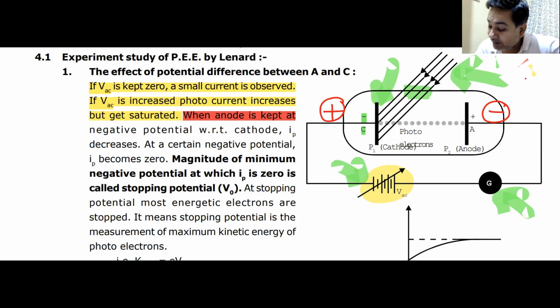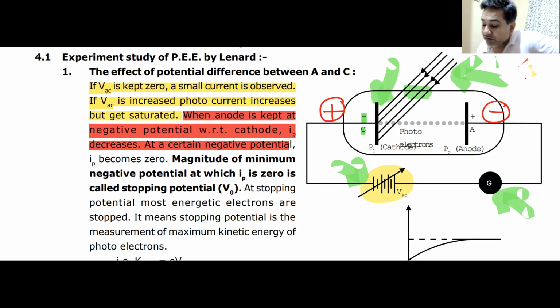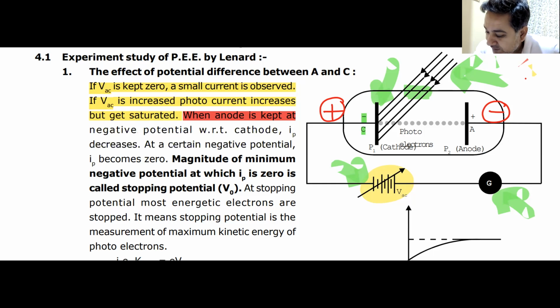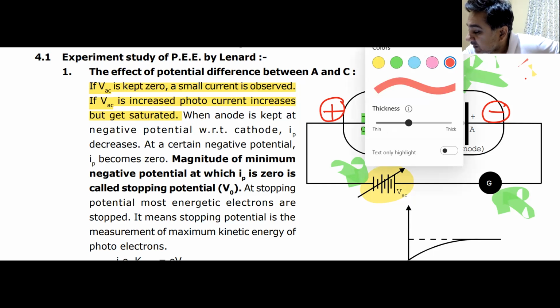When the anode is kept at the negative potential with respect to the cathode, the current decreases. Can you see this, or has this become too dark for your liking? Shall I make it lighter, softer? Can you see what I've underlined? Yes, sir, it's visible. No, let it be more visible. I don't want you to stress your eyes, so I'll make it pink. Pink is a good color. I love pink.